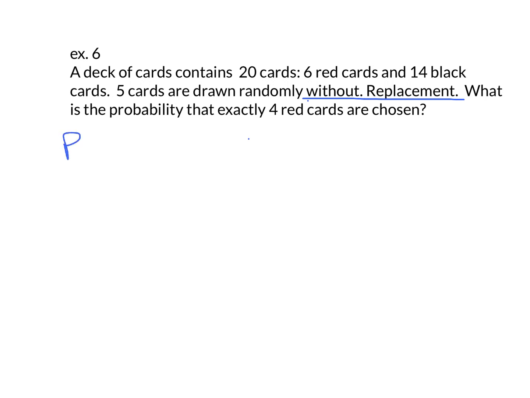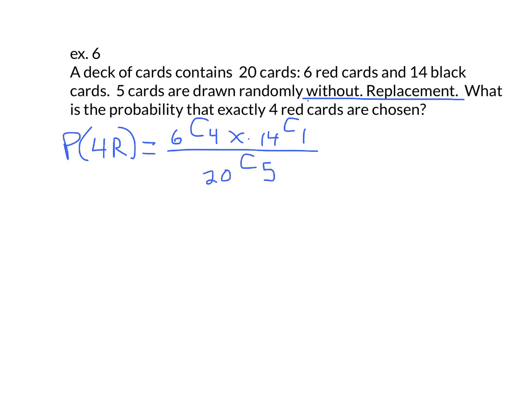So the probability of 4 red, we can write it like that, means that from 6 red cards, we would have to choose 4. There's only 1 card left to choose, and that has to come from the pile of black cards, so 14 choose 1 there. And then if we were just randomly selecting and we didn't care what color of card we had, we would have 20 cards to choose from, and we would be choosing 5. That's what makes it a probability, dividing by the total number of ways to choose 5 cards from 20.